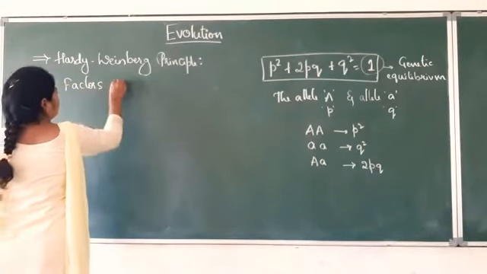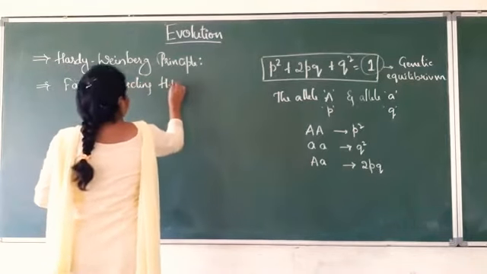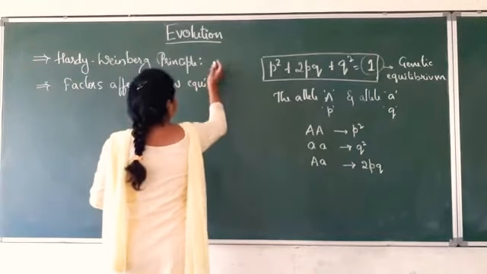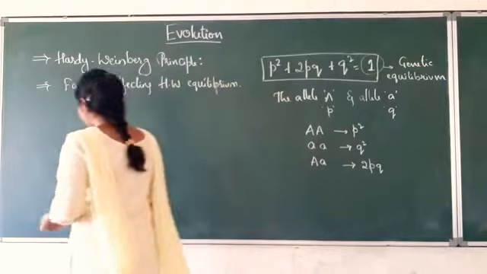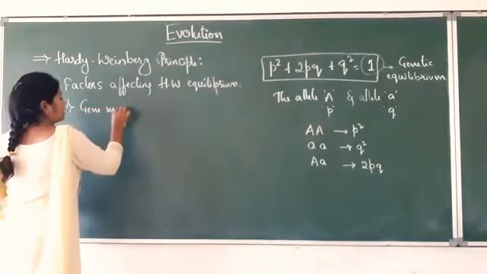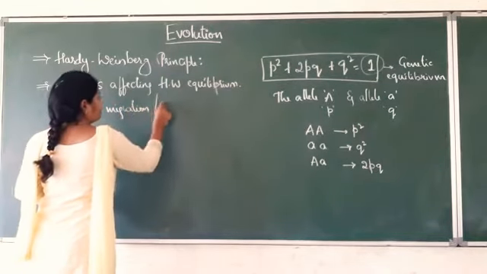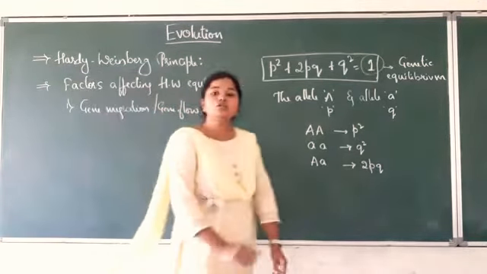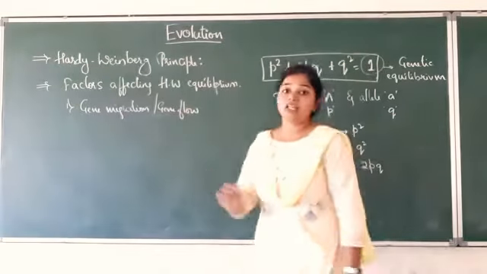Factors affecting Hardy-Weinberg equilibrium. Now then, the first one is gene migration or gene flow, right? So there are certain factors which are going to affect this genetic equilibrium.